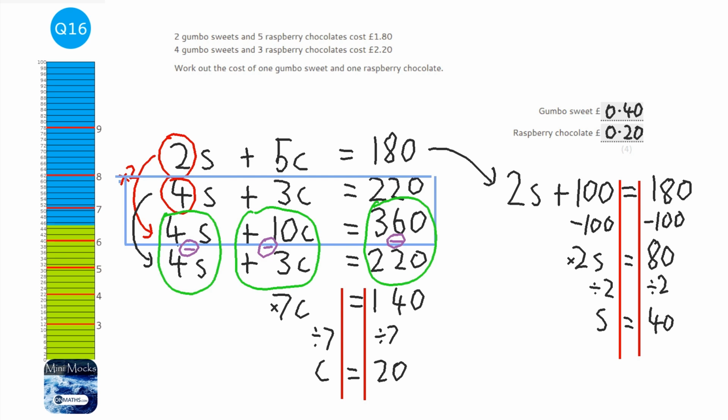Now you can check this by putting both of these numbers into the second equation and checking that it works. So 4 times s, which would be 4 times 40p, £1.60, plus 3 times c, which is 60p. Add the two together, and you get £2.20.